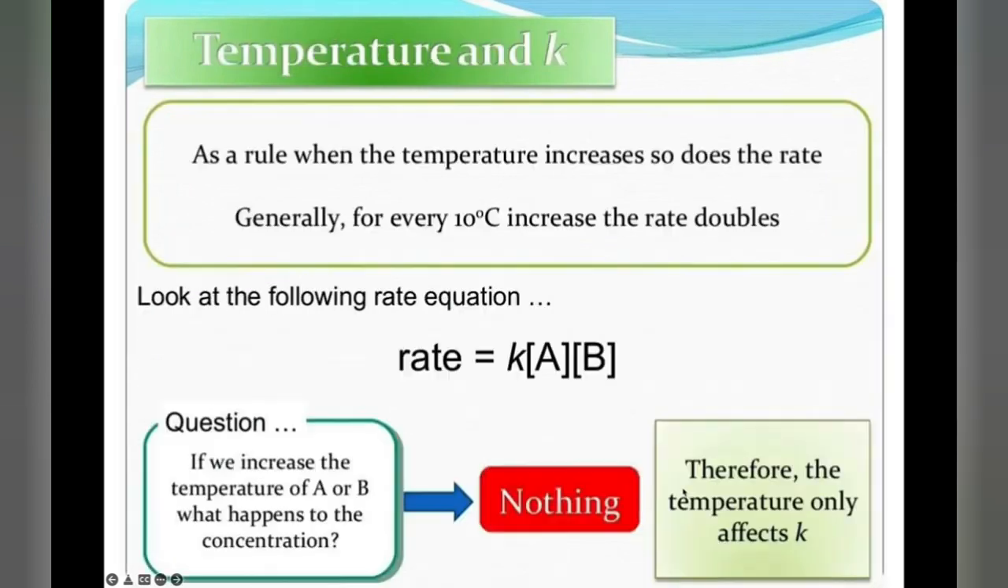And for the next part we will find out the relationship between temperature and K. Just remember, whenever the temperature increases, the rate also will increase. So for every 10 degrees Celsius increase, the rate will get doubled. So again another equation, rate is equal to K[A][B]. Now if you increase the temperature of A or B, then what will happen to the concentration? Nothing will happen, because temperature only affects K, it doesn't affect the concentration of A and B. Remember that point, it's very important.